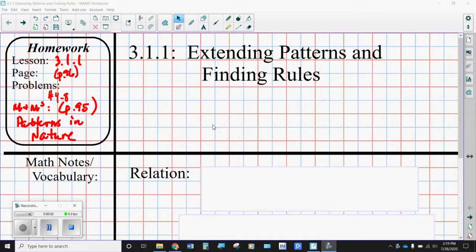Alrighty, let's begin chapter 3. Chapter 3, this first lesson is going to revisit those tile patterns that were introduced in that first chapter. And this is the beginning of us starting to look at two variable equations instead of one.